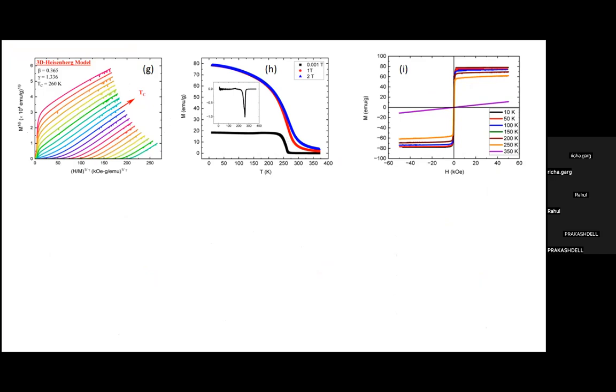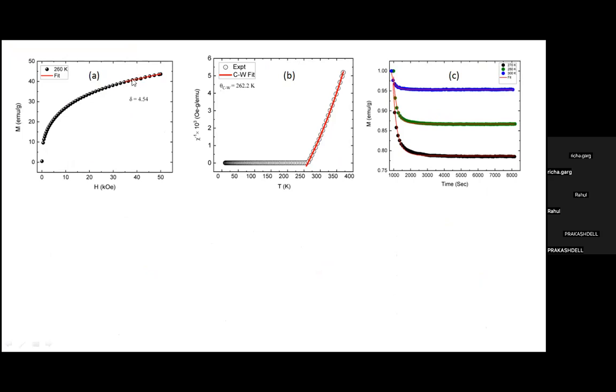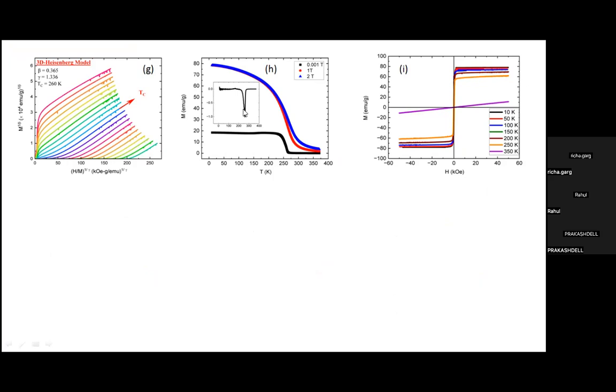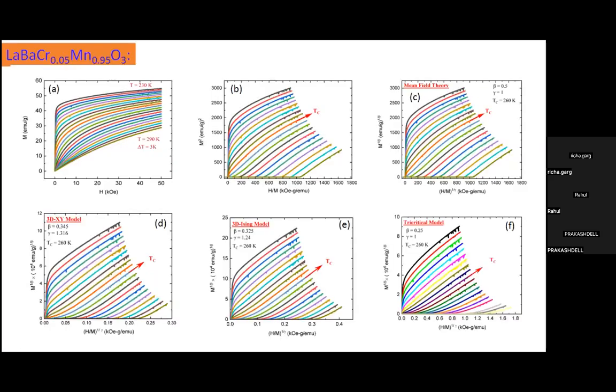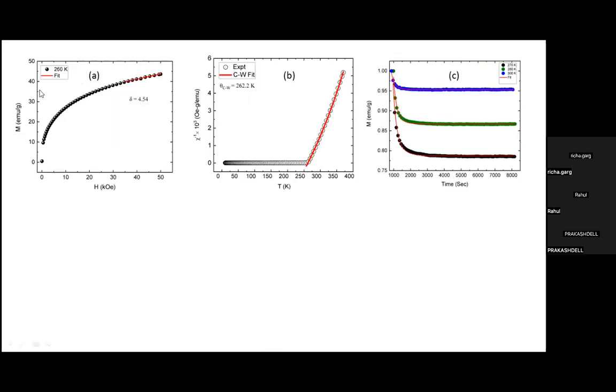Now, this is my MH plot at 260 Kelvin, because I showed you this is my TC. So exactly at TC, what is my MH? Here we have fitted an equation and we have considered there is some linearity tendency at a higher field. The inverse of that slope is nothing but 4.54, delta. I'll tell you what the delta is in the context of quantum phase transition. This is mentioned as delta, which is the inverse of the slope, 1 by 0.22.